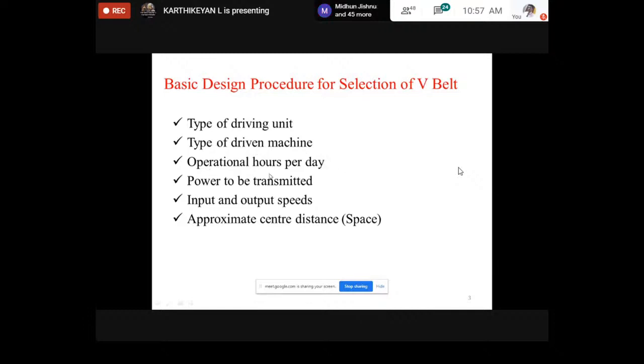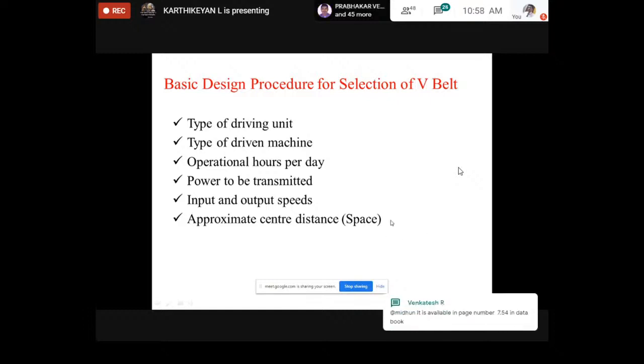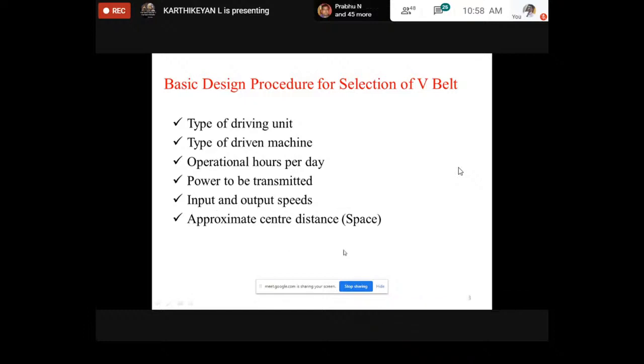And the next one is operational availability, the frequency of usage of machines or drive. That is a major factor which influences the design of V-belt. Power to be transmitted, this is also another criteria. And input and output speeds, the speed ratio you are manipulating, this is the other factor. And the final one is approximate center distance and spatial requirements. What is the space available in the specific application? That is also a major factor while designing the V-belt. These are the factors from a designer's perspective.